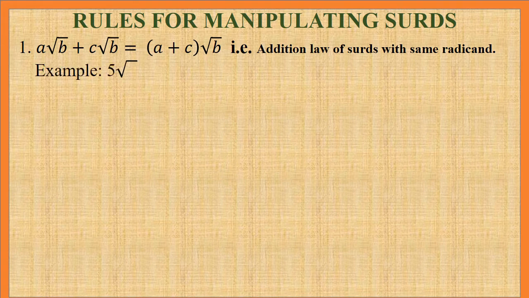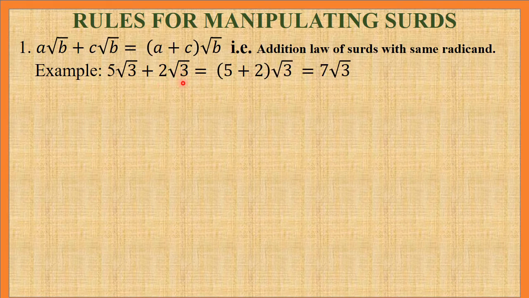For example, if you have 5 root of 3 plus 2 root of 3, they have the same radicand under the square root. So just pick root of 3, then add 5 and 2, which gives us 7 root of 3.